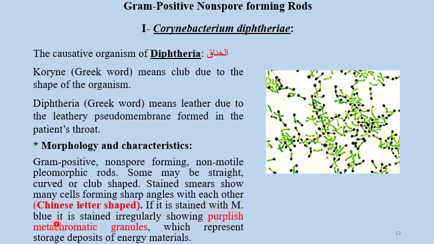If it is stained with methylene blue, it is stained irregularly, which is also seen here in the picture. You can see the purplish metachromatic granules. This violet or purple color is due to storage deposits of energy materials, which is actually عبارة عن pockets of inorganic phosphate.